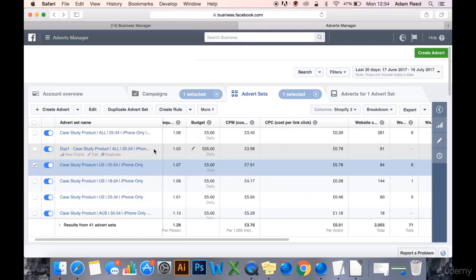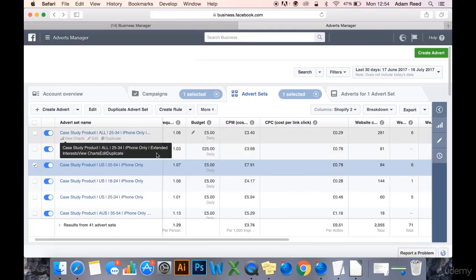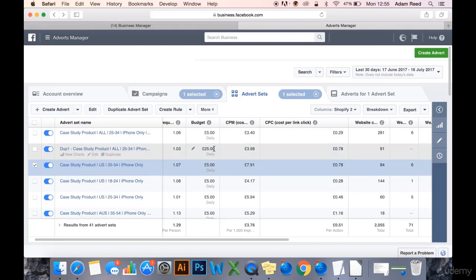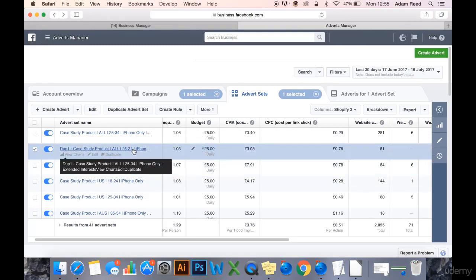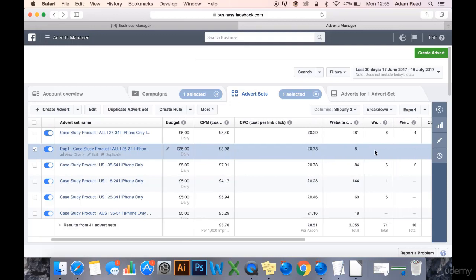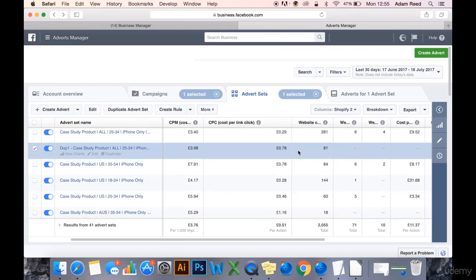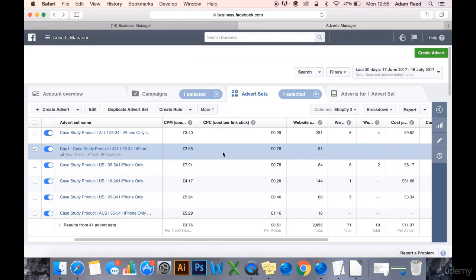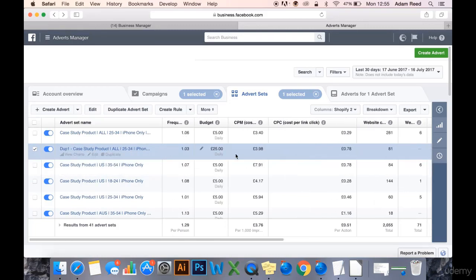Basically what I did here was I duplicated this to a higher budget, £25 daily. But as you can see, it just hasn't worked. Now, duplicating to higher budgets is a scaling strategy that many people suggest, and I advocate it too. Sometimes it doesn't work, sometimes it does. You just have to play with these budgets.